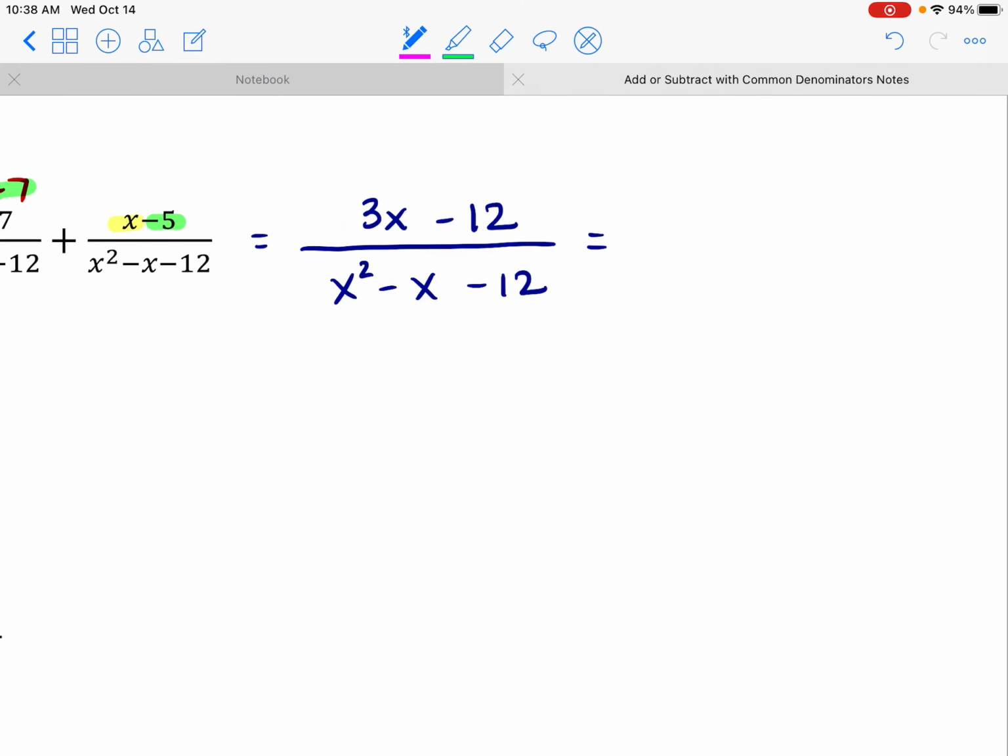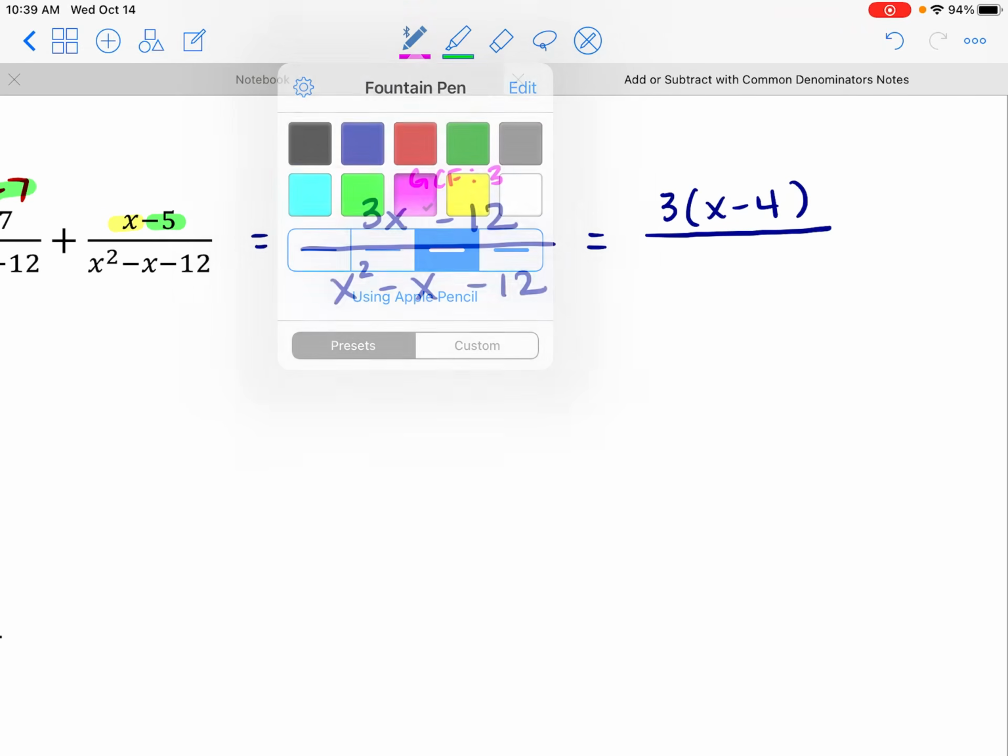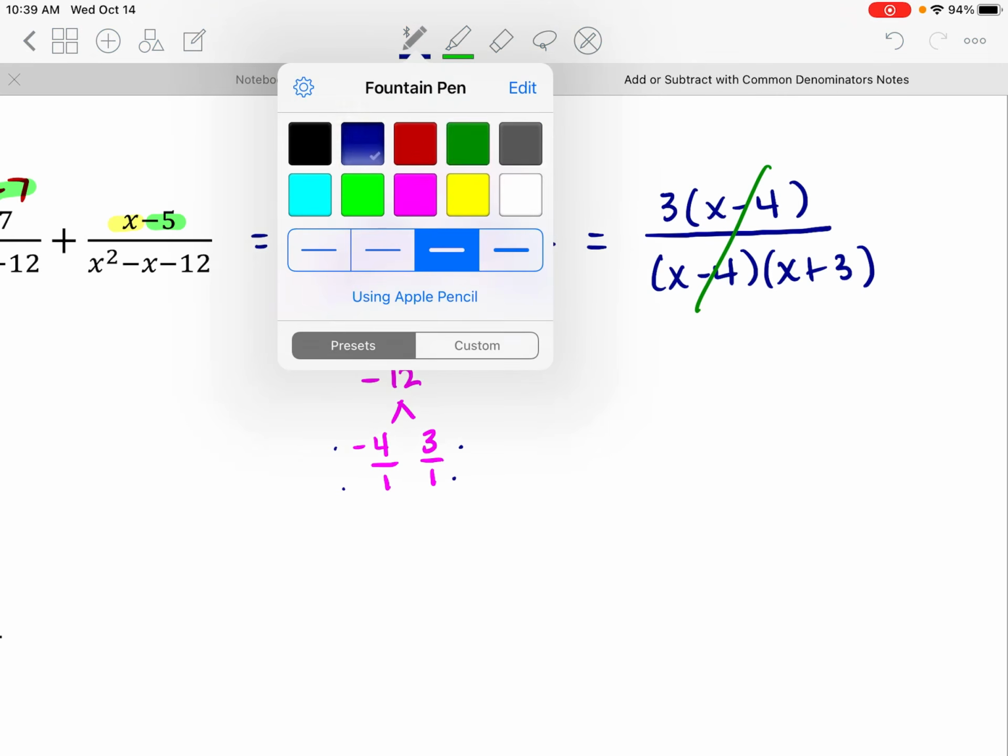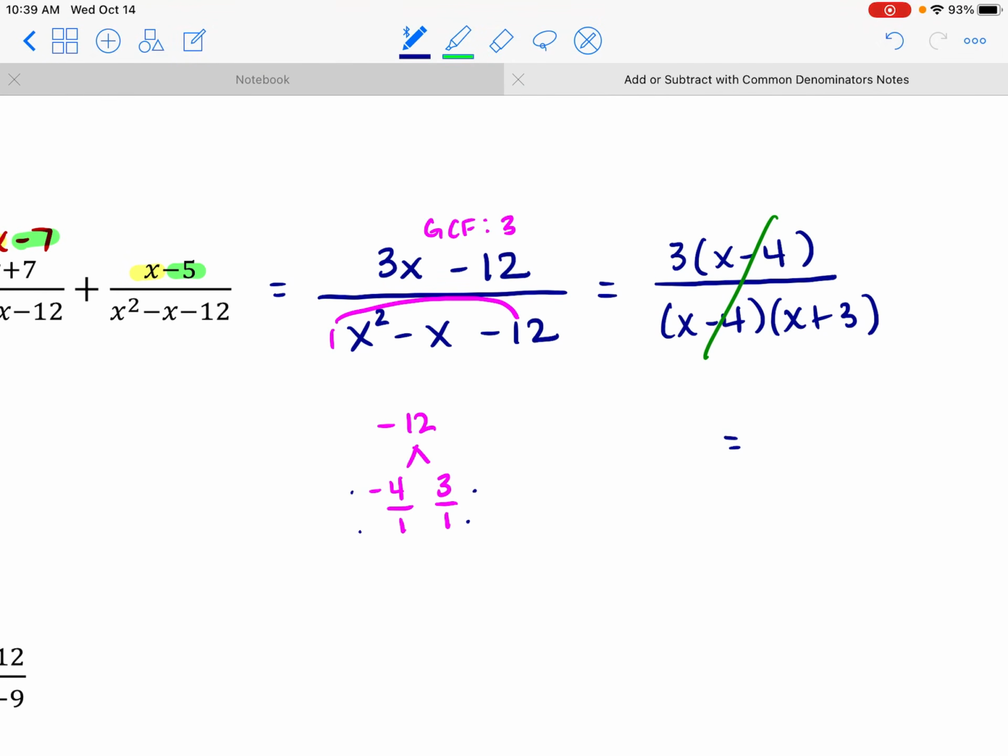Again, we have a GCF in the top. The GCF this time is a positive 3. So if we factor out that positive 3, that's going to leave us an x minus 4. And then in the denominator, we can find factors of negative 12 that make negative 1. And those factors would be a negative 4 and a positive 3. And dividing by 1, we can see we're going to factor into 1x minus 4 and 1x plus 3. And now we've got a common x minus 4 that we can reduce. So that's going to leave us a 3 in the numerator and an x plus 3 in the denominator.